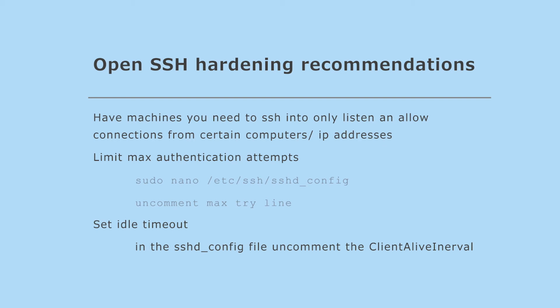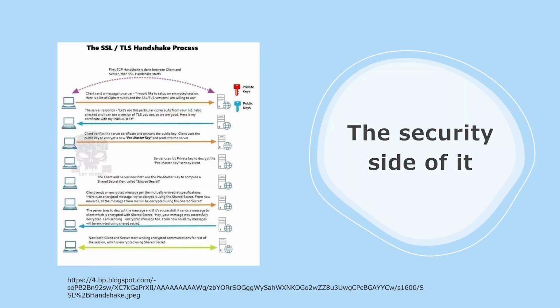You can also limit the max authentication attempts to prevent brute forcing, and that's through sudo nano, editing the /etc/ssh/sshd_config file, and then you uncomment the MaxAuthTries line. You can also, in the same file, set an idle timeout by uncommenting ClientAliveInterval, and then you can set the interval for how long you want. And just some resources there. There were also the other ones through the wiki and all that throughout the presentation.